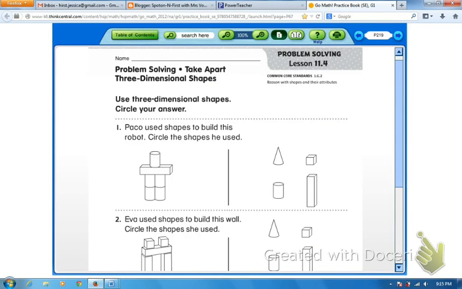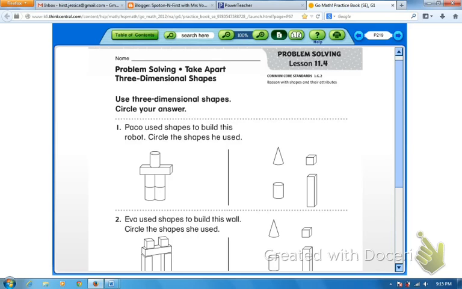Lesson 11.4, we are talking about taking apart three-dimensional shapes. So we just got done talking about how we can take shapes and combine them to make new shapes. Now we're given a combined shape and we have to take it apart to show which ones we used. So for number 1, it says Paco used shapes to build this robot. Circle the shapes he used.